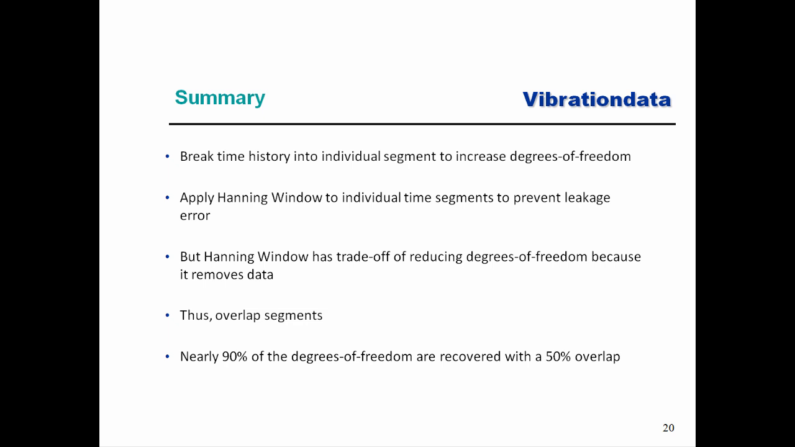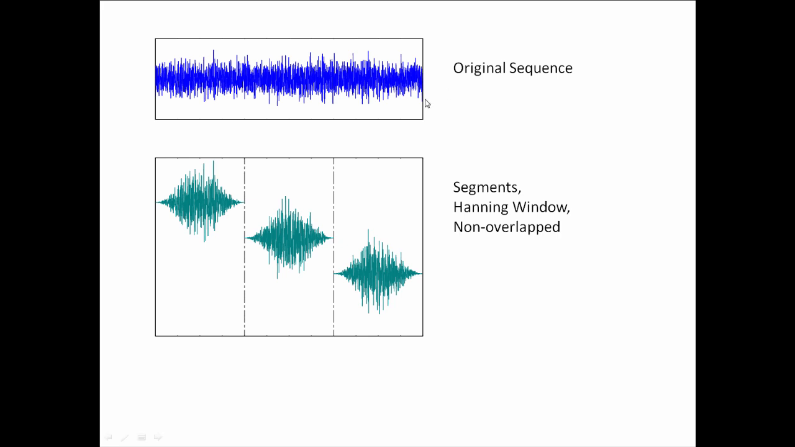Well, the problem with the Hanning window is that it takes away some of our data. And when we apply the Hanning window, we reduce the degrees of freedom. And even though we take our Hanning window data and multiply by that square root of 8/3 normalization factor, the fact is we're still losing some degrees of freedom when we do that. So our workaround there is we're going to use something called overlapping, and we're going to typically do a 50% overlap when we take these segments. And when we do that, we recover 90% of the degrees of freedom with a 50% overlap. That's sort of a rule of thumb.